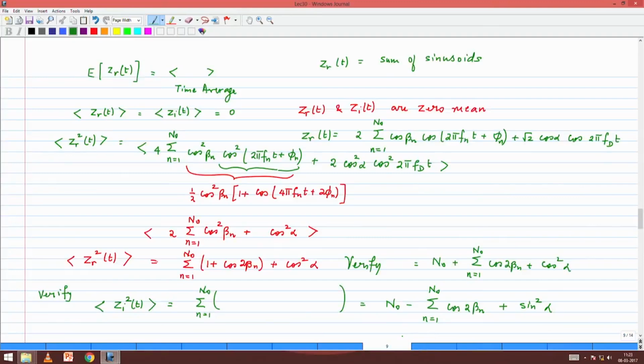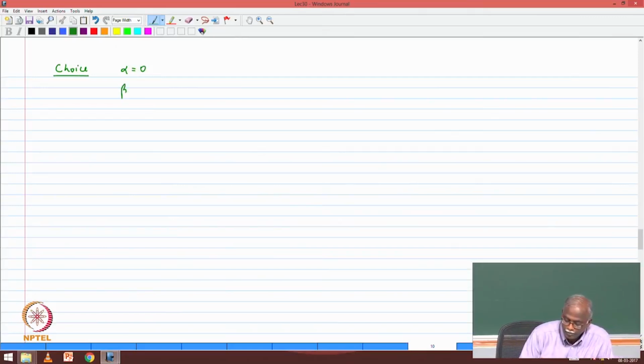I hope you've been able to get up to this point. Next is a very crucial step. This is where the beauty of the entire model lies, the choice of the degrees of freedom. Alpha is chosen to be equal to 0. Beta n is chosen to be pi divided by (n naught plus 1) times n, where n is equal to 1 through n naught. So basically I would now show a result which will be very helpful for us to simplify the earlier expression.